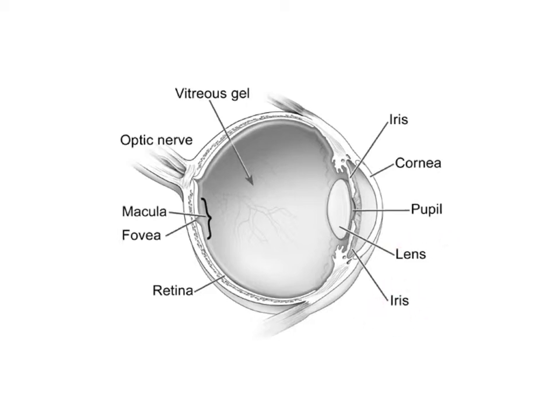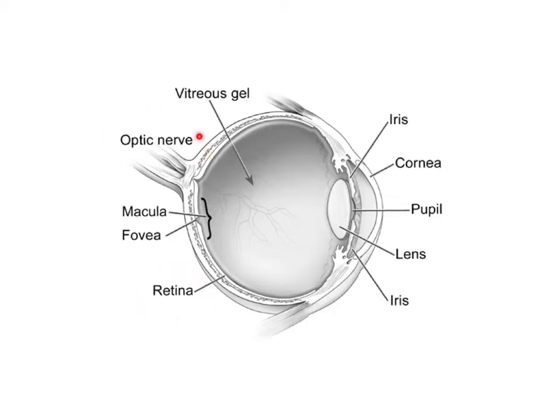The iris is a colored part of the eye that controls the size of the pupil by constricting or dilating in response to light intensity. And the iris surrounds the pupil, and it opens up in darkness and it closes up in bright light. The retina is a layer of tissue in the back of the eye that contains photoreceptor cells.